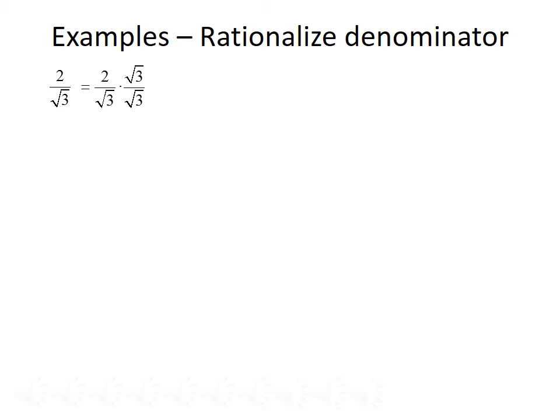When we multiply fractions together, we multiply the numerators together, and we multiply the denominators together. That leads us to 2 times the square root of 3 divided by the square root of 3 squared. If we take the square root of 3 and we square it, the square root and the square cancel each other out, and that leaves us with 2 times the square root of 3 divided by 3. So we've rewritten the quotient without a radical in the denominator.